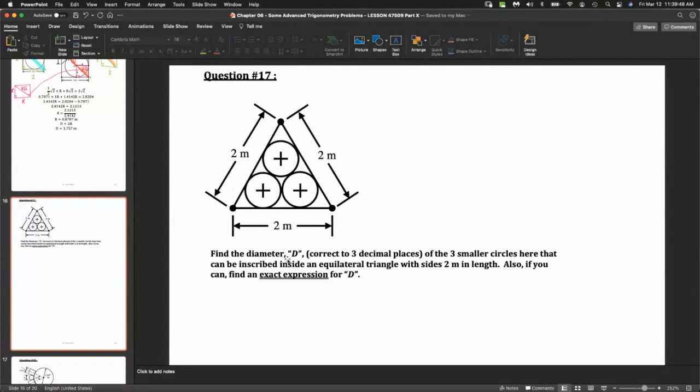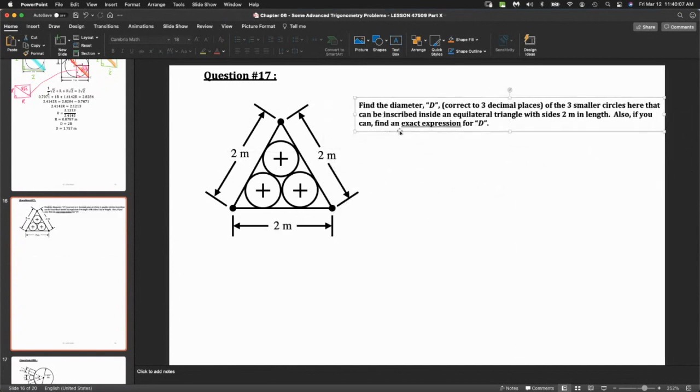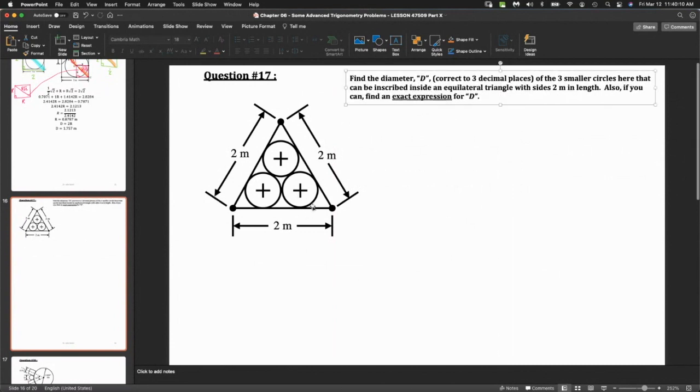Our objective is to find the diameter of one of these little circles. As I mentioned to you in the past, when you want to find questions involving circles, it's better off to just find the radius. So I'm going to move the question over here and get it out of the way. And I want to focus on this diagram, because what I'm about to do is going to be very, very clean. So let's take this picture and let's have some fun with it.